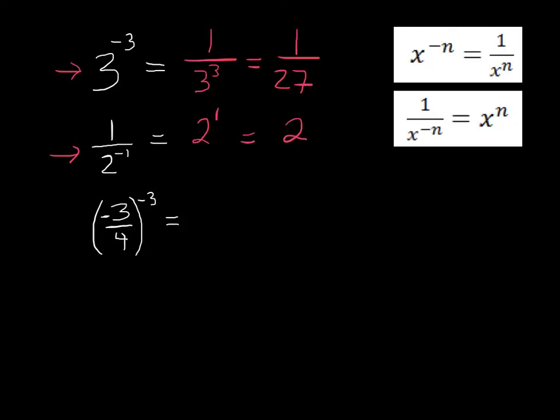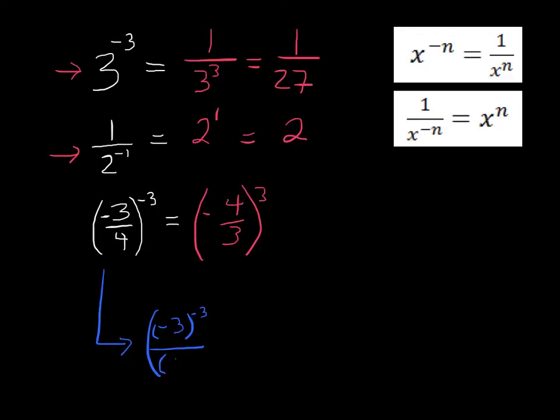We've got negative 3/4 to the power of negative 3. Now this can actually be rewritten real quick as negative 4/3 to the power of positive 3. If you don't believe me, just as an aside here, we can rewrite this as negative 3 to the power of negative 3 over 4 to the power of negative 3. Well, negative 3 to the power of negative 3, we'll end up rewriting that 3 in the denominator as negative 3 to the power of positive 3. And the 4 to the negative 3 just ends up being written in the numerator as 4 to the power of positive 3.